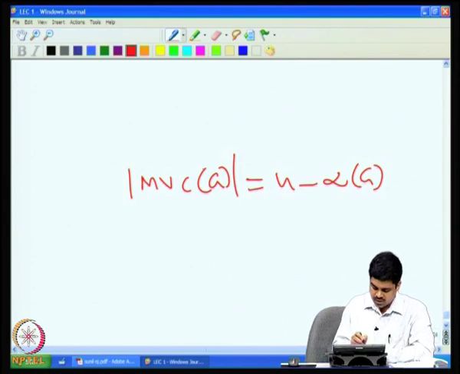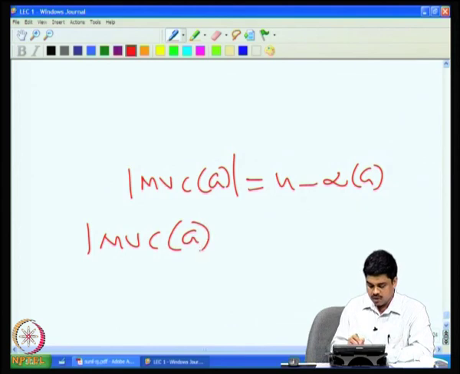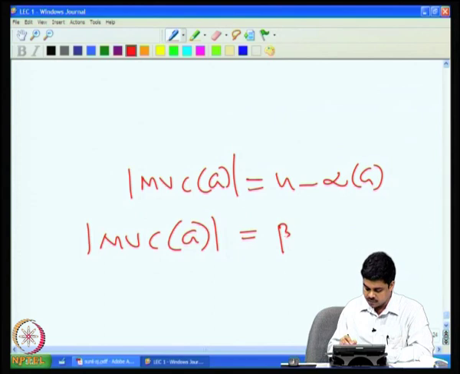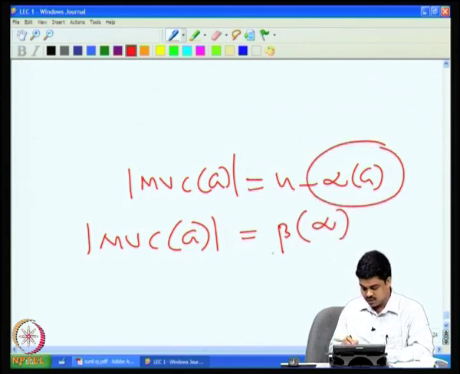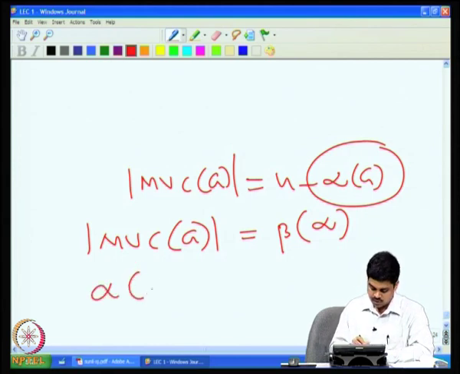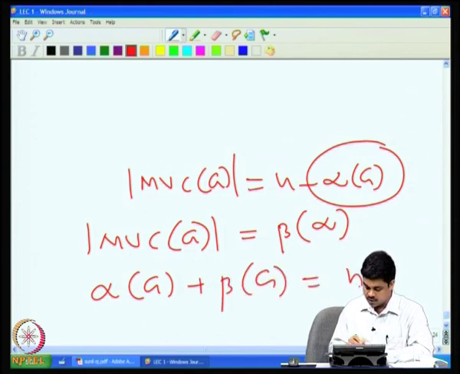For the cardinality of the minimum vertex cover, we can denote it by beta of G, because we are using alpha of G for the independent set. Then the cardinality of the maximum independent set and the minimum vertex cover together is the total number of vertices. Alpha of G plus beta of G is equal to n, where n is the number of vertices.